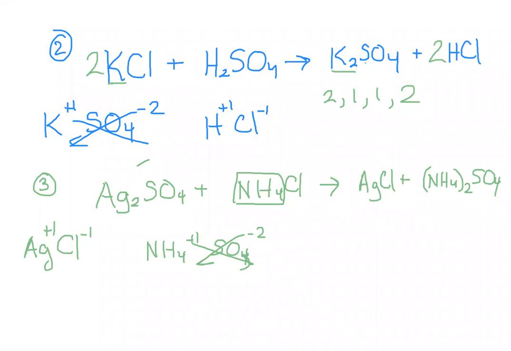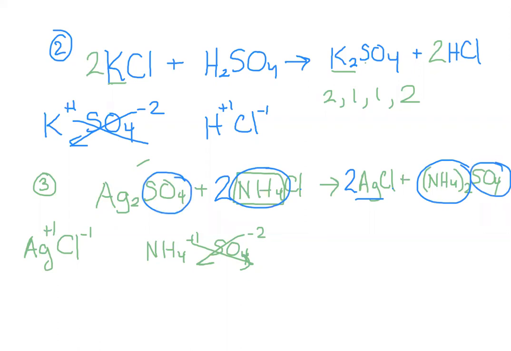Now we got to balance it. Okay, 2 silvers, 1 silver. So let's put a 2 here. Now we have 2 silvers and 2 silvers. Now that gave us 2 chlorines here. So we need to put a 2 here so that we have 2 chlorines. Now we have 2 ammoniums, and we have 2 ammoniums over here. We have 1 SO4 and we have 1 SO4. So everything is balanced and our coefficients are 1, 2, 2, 1.